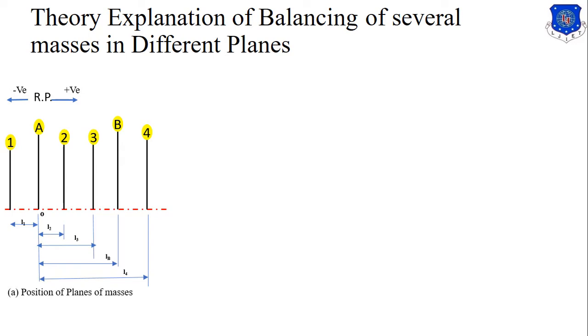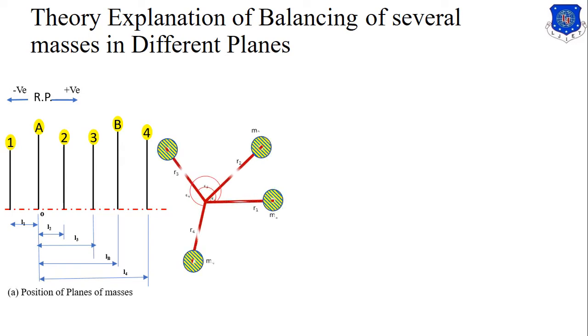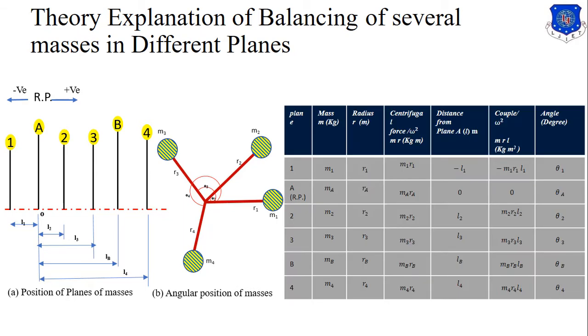Now the angles of these masses 1, 2, 3 and 4 are already known to us. Here these are the angles of these masses. So mass m1 is here, 2 at theta 2 angle, 3 at theta 3 angle and 4 at theta 4 angle. And different lengths with respect to A: 1 at L1 length, 2 at L2 length, 3 at L3 length, B at LB length and 4 at L4 length. This is also known as plane position as well as angular position of masses. So they both are the basic practical.